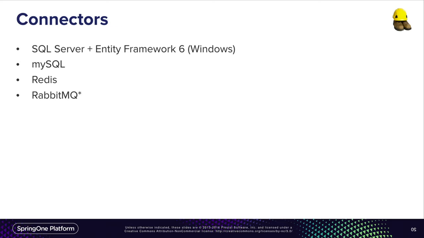We have a couple of convenience wrappers for talking to specific types of backing services: SQL Server with Entity Framework 6, MySQL, and Redis. RabbitMQ is currently being worked on, and at the moment, all of these are Windows only. Hopefully that'll change soon.